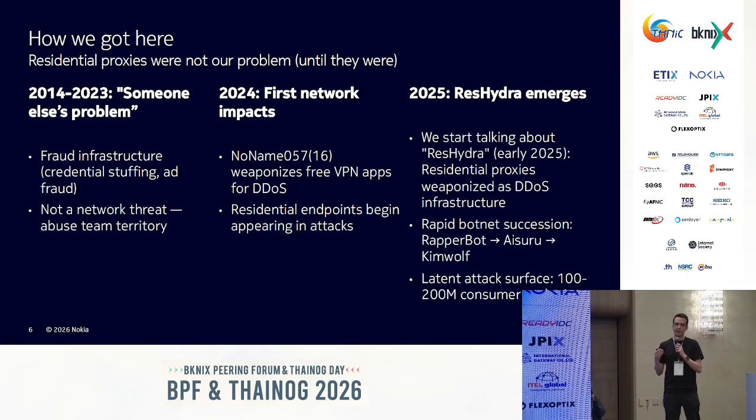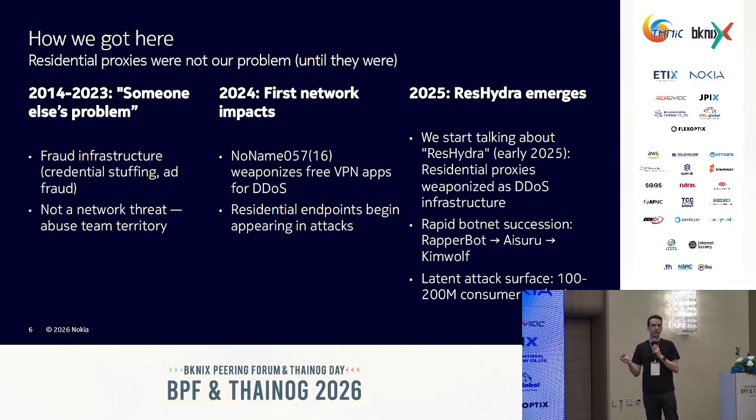So when we started to see that, as I showed before, initially we started to call it Risk Hydra, which is the phenomenon that those proxy exit nodes were suddenly being compromised and then sending this volumetric DDoS traffic. Throughout 2025, we saw a rapid succession of different botnets, each one bigger than the one before it. And in terms of the scale of the problem, we started to quantify the number of potentially vulnerable proxy exit nodes, and this is in the hundreds of millions of devices.